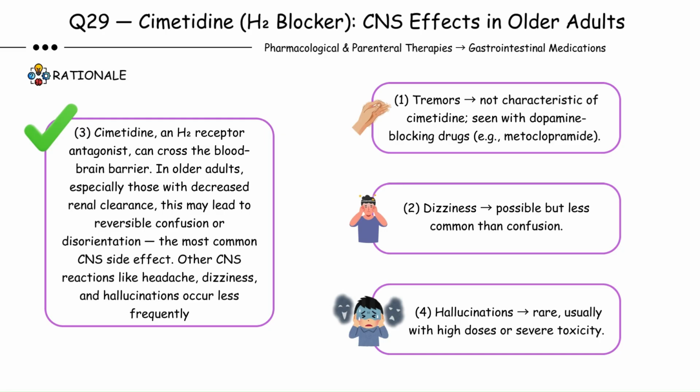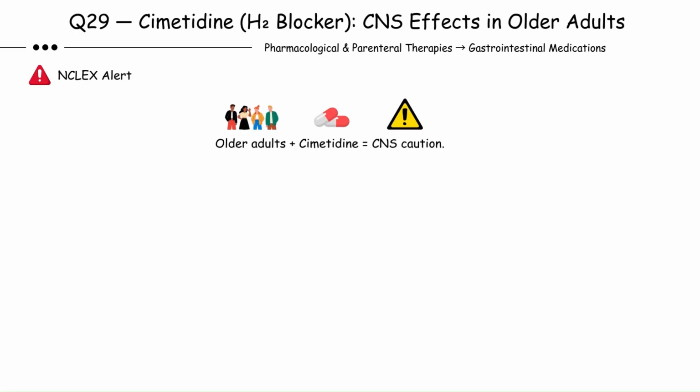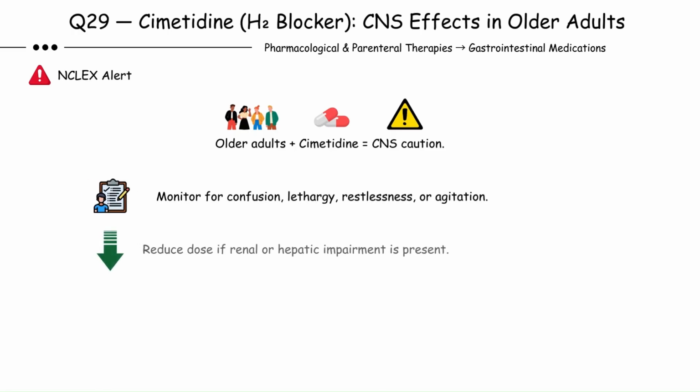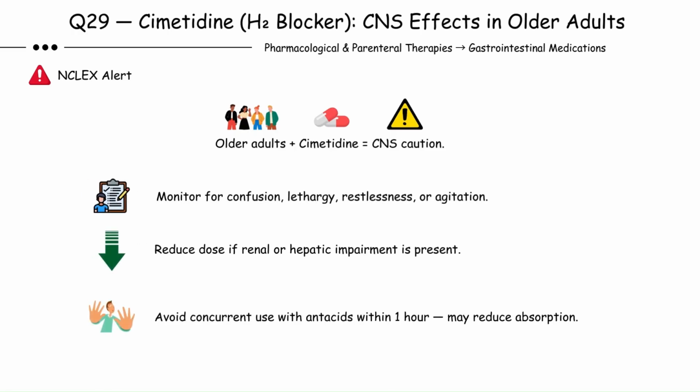NCLEX alert. When giving cimetidine to older adults, monitor closely for confusion, agitation, restlessness, or lethargy. Reduce dosing in renal or hepatic impairment. Avoid taking antacids within 1 hour of cimetidine. They reduce absorption. This drug is effective, but it can cause unexpected neuro changes in older clients.